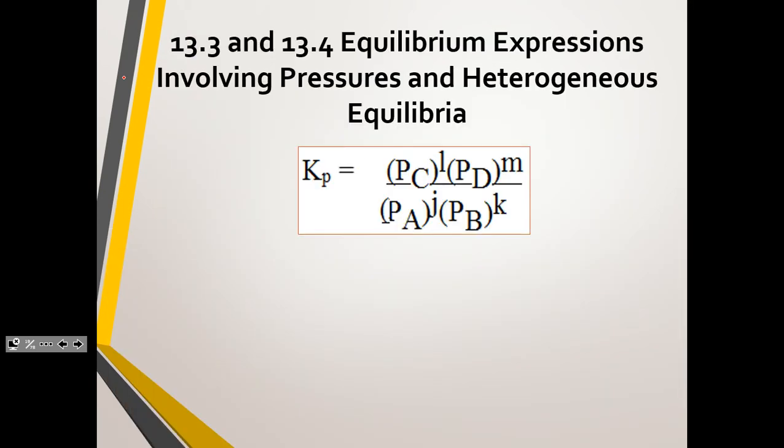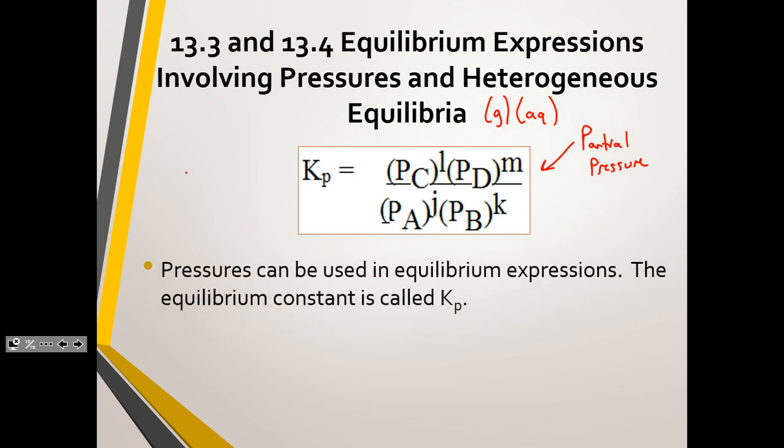Last section here, we are going to talk about how equilibrium expressions can involve pressures and also heterogeneous equilibria, which we talked about earlier, containing a gas and perhaps an aqueous solution. We can write an equilibrium expression that involves pressure, and you'll note that in this equation, we don't just have total pressure, we have partial pressures of each gas.